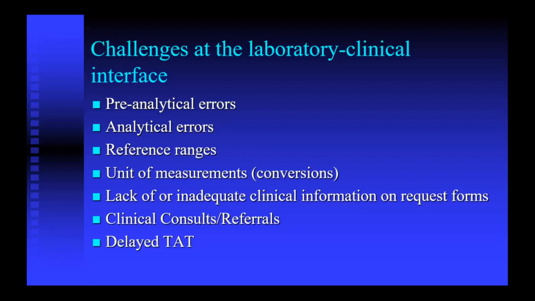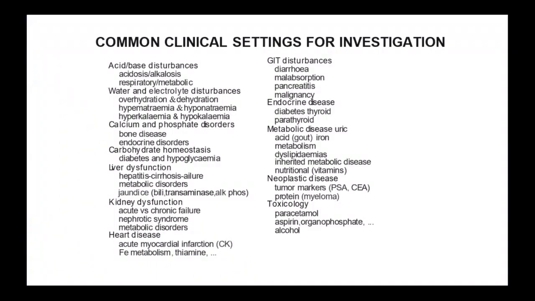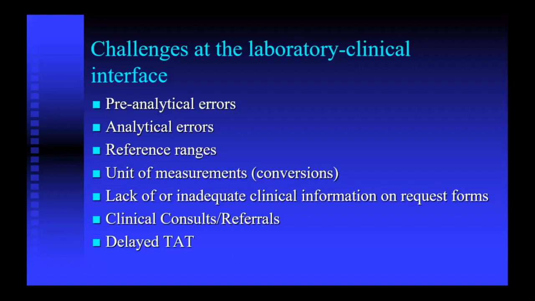Units of measurement and conversions of units can sometimes also be an issue. I've mentioned lack of or inadequate clinical information on the request form, and clinical consults and referrals. I will end by projecting about three cases very quickly in this area to highlight the usefulness of chemical pathologists. Of course, sometimes we have delayed turnaround time due to instrument downtime, supply chain issues and other emergencies outside the control of the laboratory.